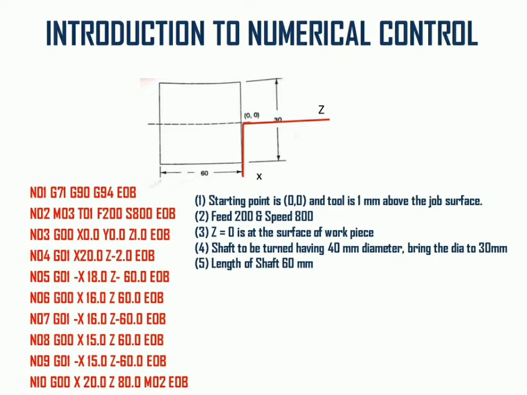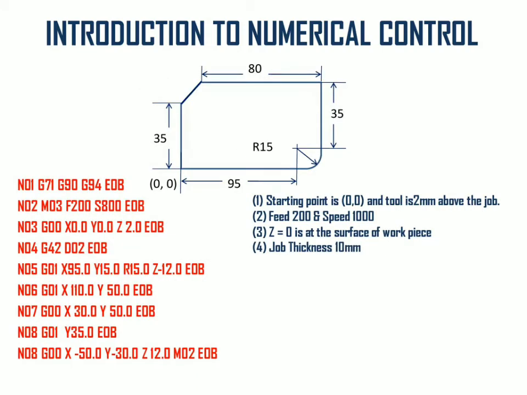Now the next program is for the milling operation, in which we need to perform the contouring operation. So the conditions given in the problem: the starting point is origin 0,0 and the tool is 2 mm above the job. Feed rate is given as 200. Speed is 1000. Z is considered as 0 at the surface of the workpiece. Job thickness is about 10 mm. So it is a simple milling operation, but the contouring operation is given where the radius is given. That's why this program is a unique type of program.